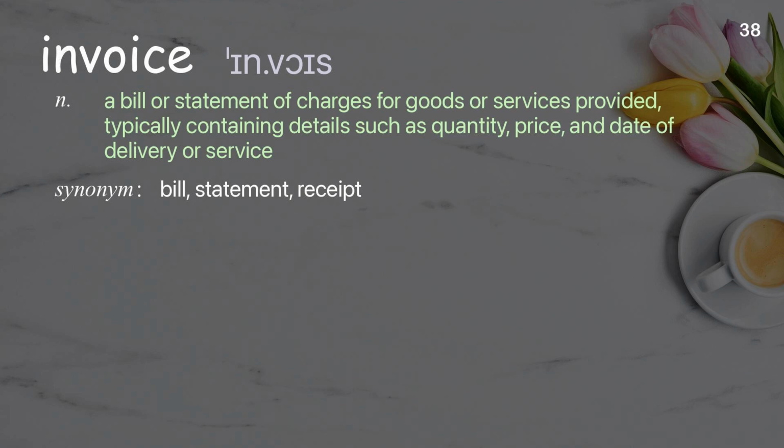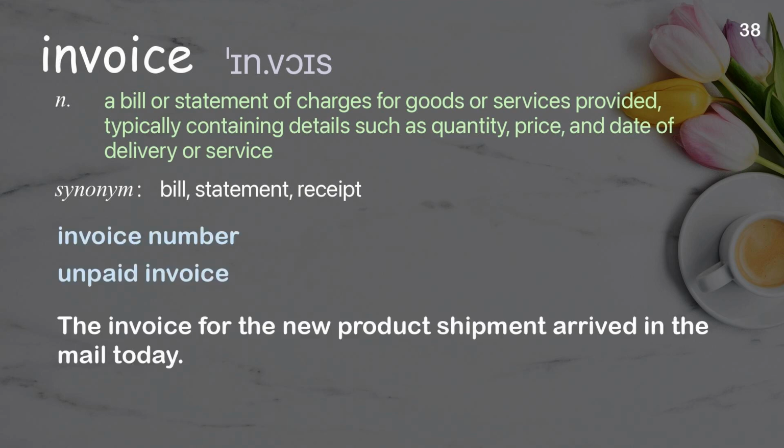Invoice. A bill or statement of charges for goods or services provided, typically containing details such as quantity, price, and date of delivery or service. Examples: Invoice number, unpaid invoice. The invoice for the new product shipment arrived in the mail today.